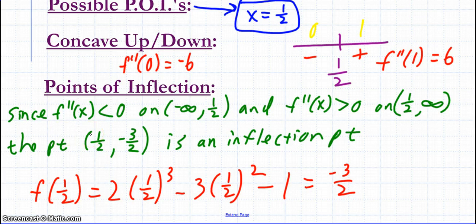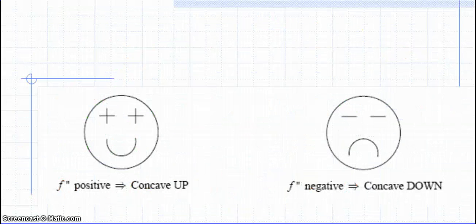And so that's our test for inflection points. It's basically the same as our test for maximums and minimums, except now we're using the second derivative. In general, we want to remember if the second derivative is positive, it's concave up, and if it's negative, it's concave down. Here's a lovely picture showing that positive is happy, negative is sad.